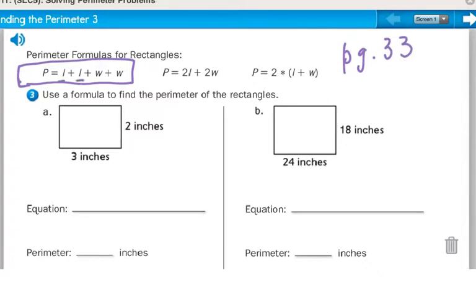You can add the length plus the length plus the width plus the width. So in number 3, you could take the length, which is 3, plus the width, plus the length, plus the width. They add the 2 lengths together first, and then the 2 widths. Now what I would do is add up 3 and 3 is 6, plus 2 is 8, plus 2 is 10. So the perimeter is 10 inches. Now another way to say that, go ahead and write down 10 inches for the perimeter.